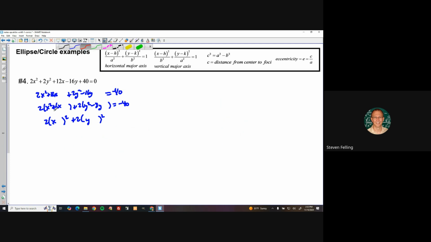Right, and then to complete the square, we take this 6 and cut it in half to get a 3. Then take that 3 and square it, which makes a 9. But 9 times 2 is 18, so since we put an 18 on this side, we have to balance it with an 18 on this side. And then the same thing here, we take this -8, divide it by 2 to get -4. -4 squared is 16, but 16 times 2 is 32 was added to the left, so we have to balance with the 32 on the right.